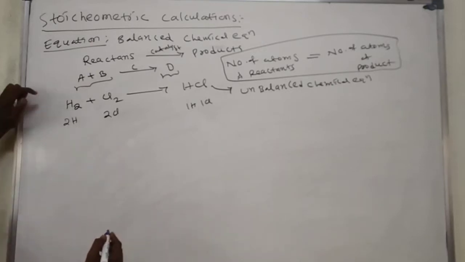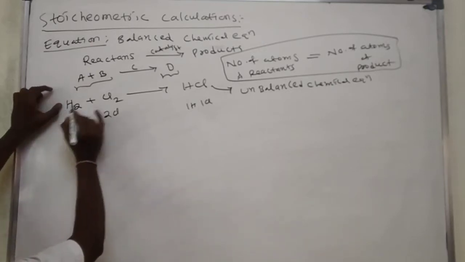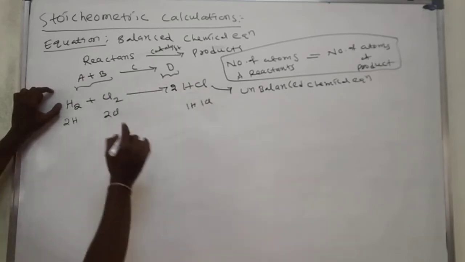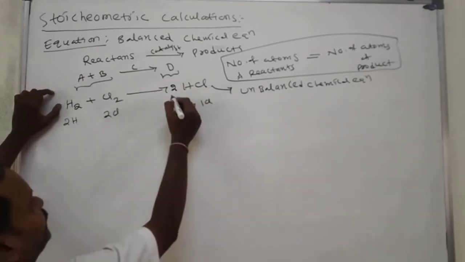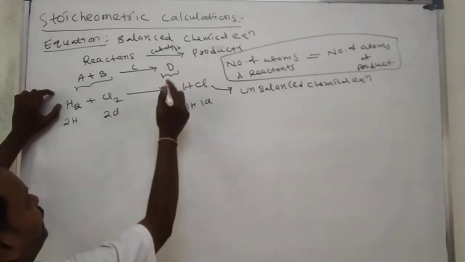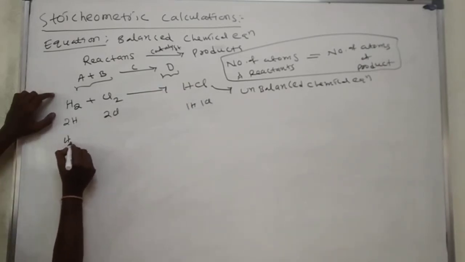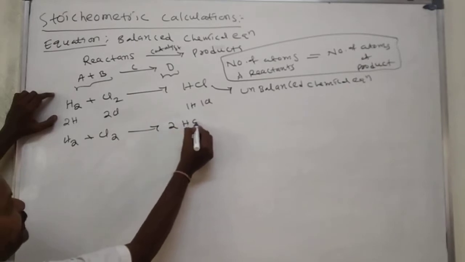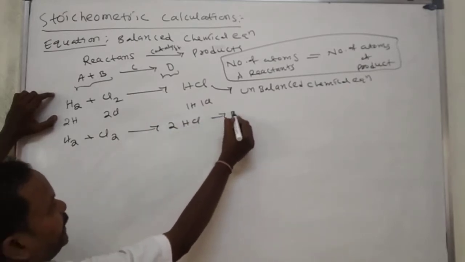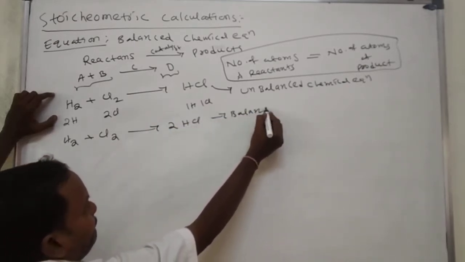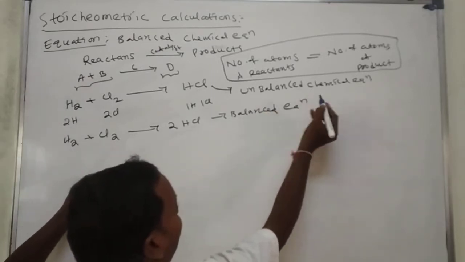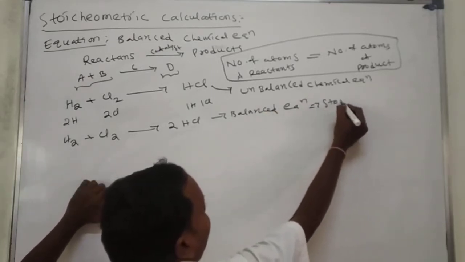How to balance? Here two hydrogens are there, so you put 2. Here two chlorines are there, two chlorines. This is the balanced equation. Before this was the unbalanced one. I will write the balanced reaction again: H2 + Cl2 → 2HCl. This is the balanced equation or stoichiometric equation.